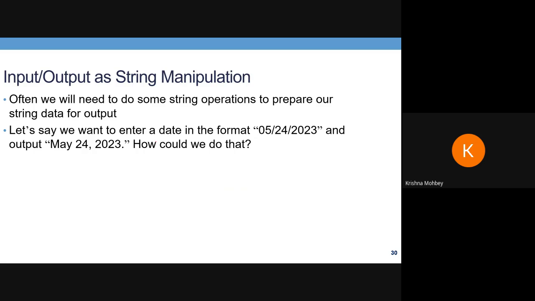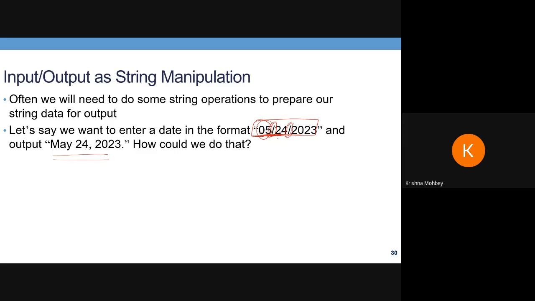Now, input output as string manipulation. Often we need to do some string operation to prepare our string data for output. Suppose this information I have given, 5/24/2023, and I want to convert it and print it in this form: May 24, 2023. How can we do it? As we have seen in the previous examples, this 5 represents the month, so we have the corresponding lookup table. We will create this 5 representing May, and that will be converted. 24 is the date we will convert it. 2023 as the numbers, and we will remove the slashes.